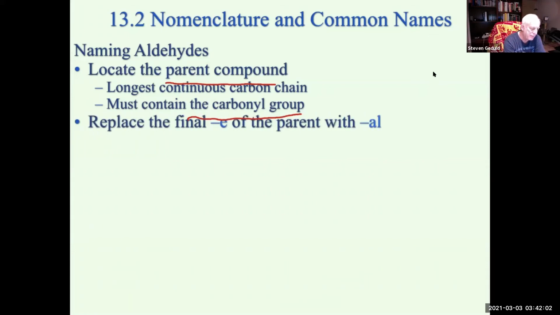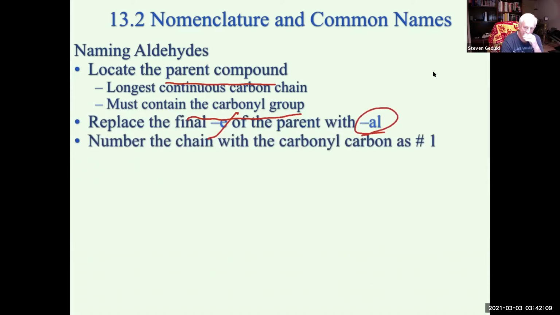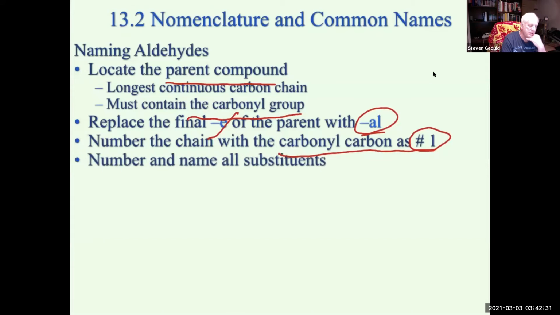Replace the E, so drop the E and add AL. That's an aldehyde. Number the chain with the carbonyl carbon as number 1. Remember, the carbonyl carbon on an aldehyde is always at the end. It always has a hydrogen. So for an aldehyde, the carbonyl carbon is always going to be the number 1 carbon in the chain. Number and name all the substituents, just like we normally do.